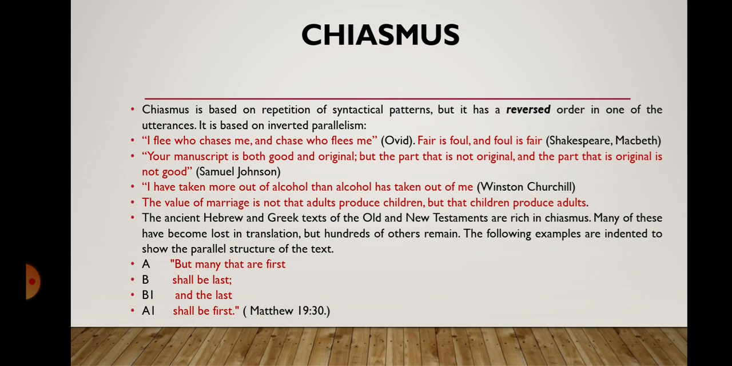The next stylistic device within this group is chiasmus. Chiasmus is based on repetition of syntactical patterns, but it has a reversed order in one of the utterances. It is based on inverted parallelism. I flee who chases me, and chase who flees me. Fair is foul, and foul is fair.